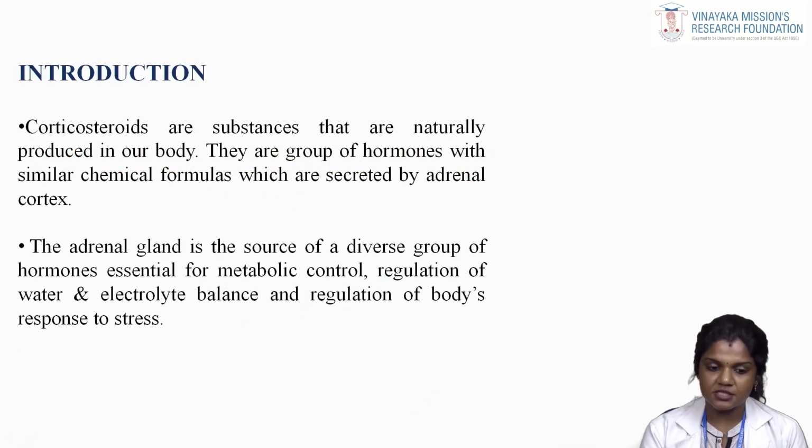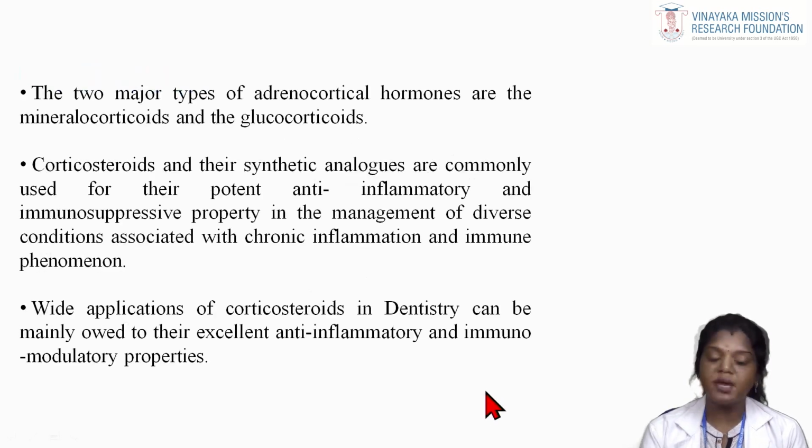Corticosteroids are substances that are naturally produced in our body. They are a group of hormones with similar chemical formulas which are secreted by the adrenal cortex. The adrenal gland is the source of a diverse group of hormones which are essential for metabolic control, regulation of water and electrolyte balance, and also regulation of the body's response to stress. The two major types of adrenocortical hormones are the mineralocorticoids and the glucocorticoids.